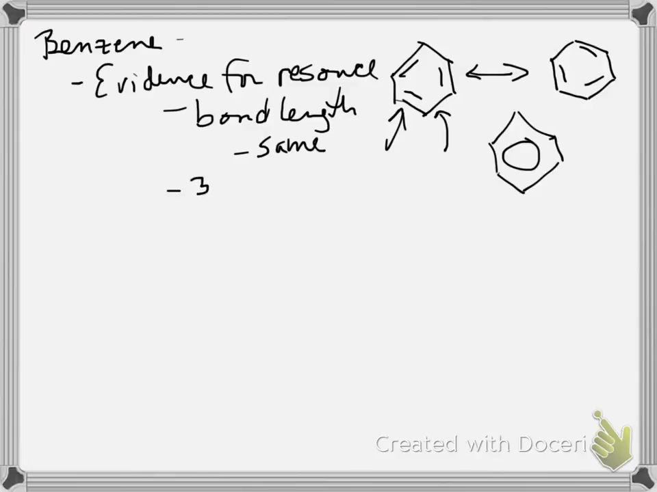We find that there are only 3 isomers that occur, which would not be the case if it was actually this one and this one, as opposed to a blending of these two, which would be the resonance structure. Okay.